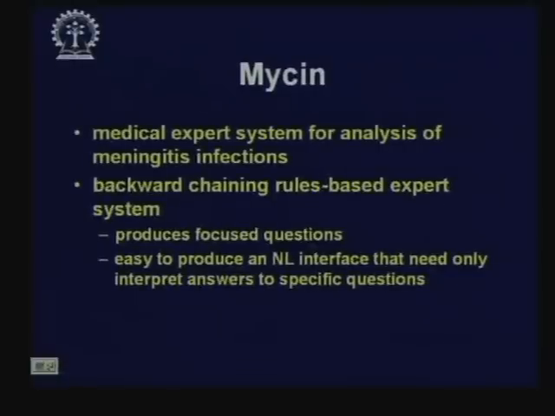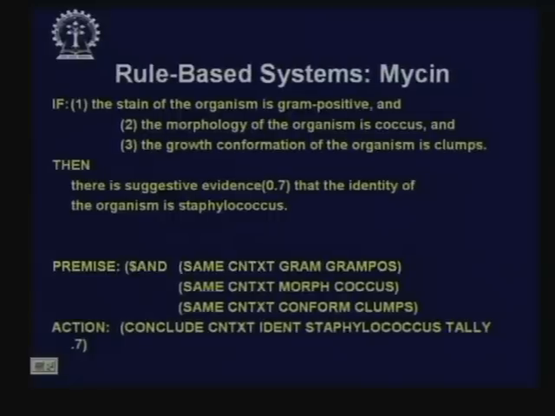And MYCIN, we must discuss for the next 3 or 4 minutes. MYCIN is a medical expert system for analysis of meningitis infections. MYCIN uses a backward chaining rule based expert system. It produces focused questions. It also produces a natural language like interface for communication with the users. Some typical rules here, let us quickly see. You will see that the syntax has now changed compared to the earlier one that we had shown.